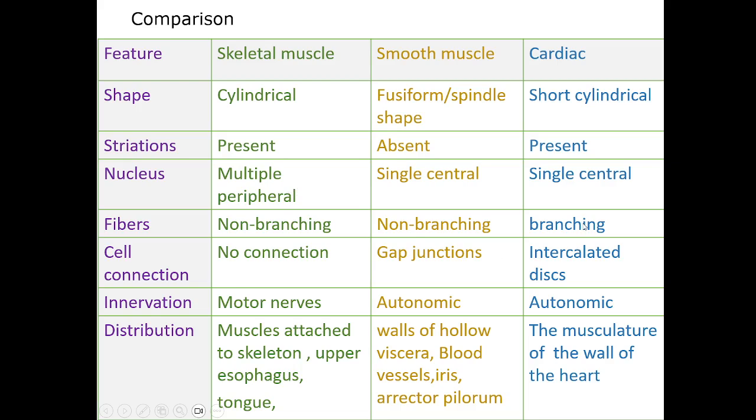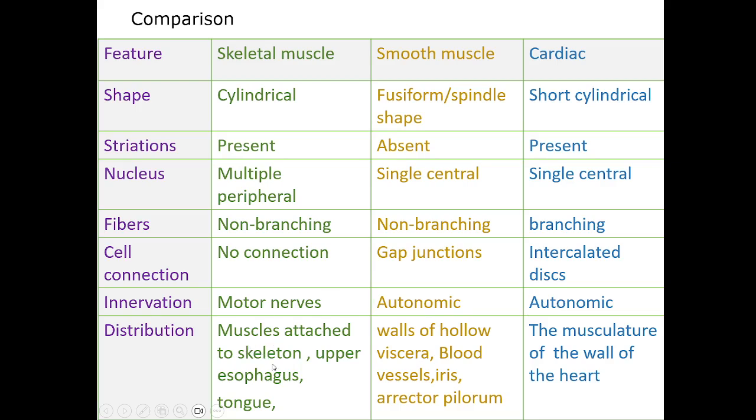Only in the cardiac muscle we can see branching of the muscle fiber. Intercalated disc is seen in cardiac muscle. No connection between the cells in skeletal muscle. Gap junctions are present in the smooth muscle. Skeletal muscles are innervated by motor nerves and sensory nerves, that is somatic nerves. Smooth muscle and cardiac muscle are innervated by the autonomic nervous system.